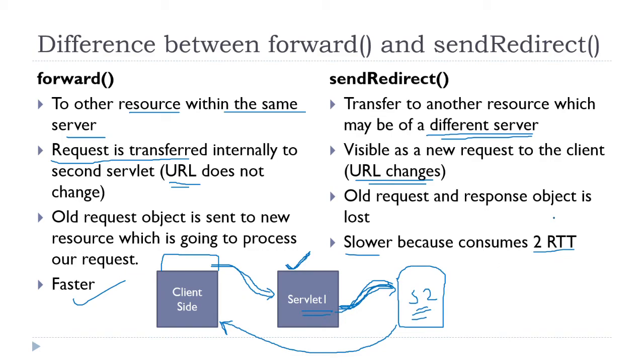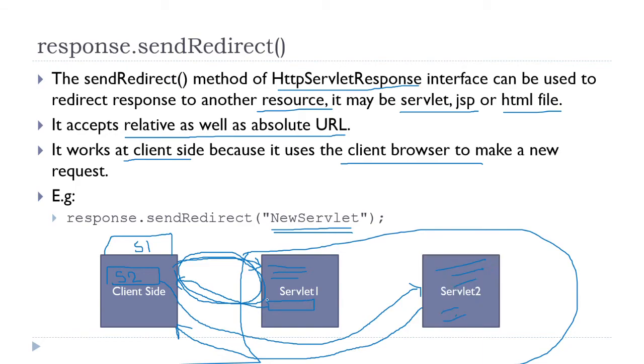But in case of send redirect method, like we had seen, the old request and response object, in this case, the old response, that is this object that was being sent, and the response that was sent back from servlet 1 to client side, these two objects have been invalidated because this request has already been served, and this request and response object are the new request and response objects that are being sent from the client side.